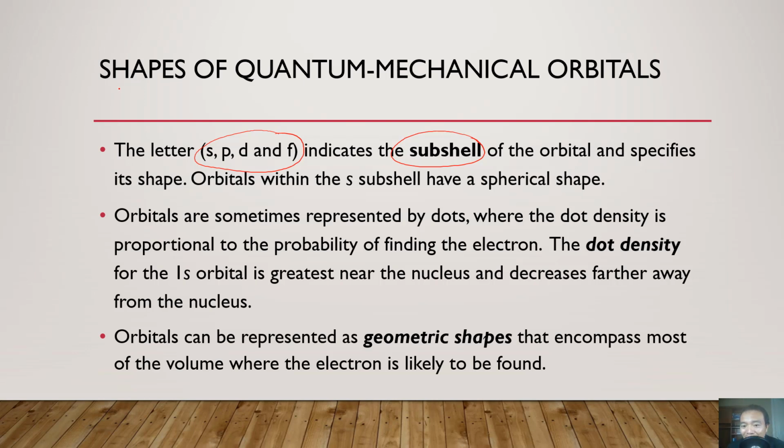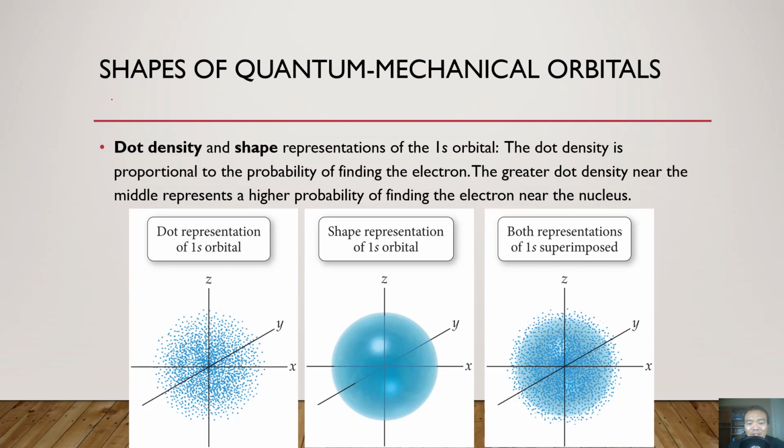For example, S orbitals, P orbitals, D orbitals, F orbitals, they all have different shapes. When you look at S orbitals, we have 2 different ways to represent it. On the left side, this is a so-called dot representation. The denser the dots you see, the more probable it is to find an electron there. We can also use a so-called shape representation to tell you where you can find an electron.